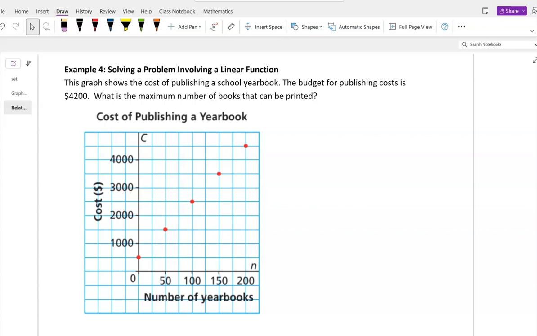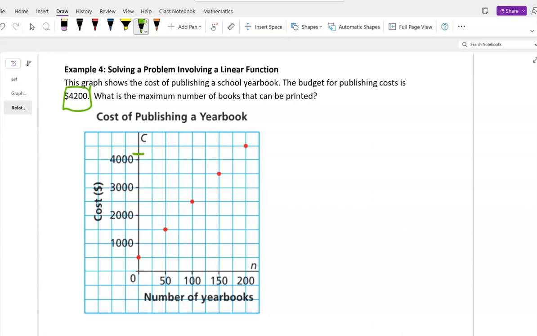This graph shows the cost of publishing a school yearbook. The budget for publishing costs is $4,200. What's the maximum number of books that can be printed? So we're looking for 4,200. So 0 books cost this much, 50 books cost this much, etc. We want to know how much we could make with $4,200. It's about here.